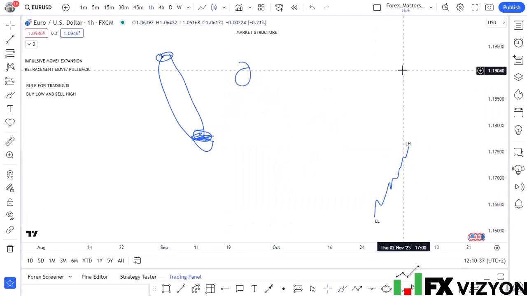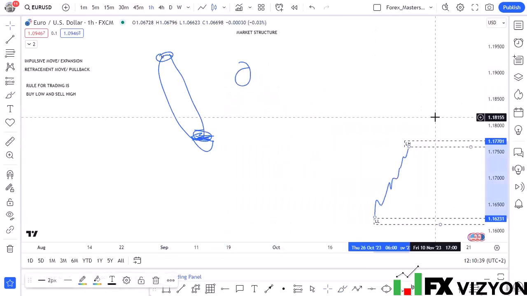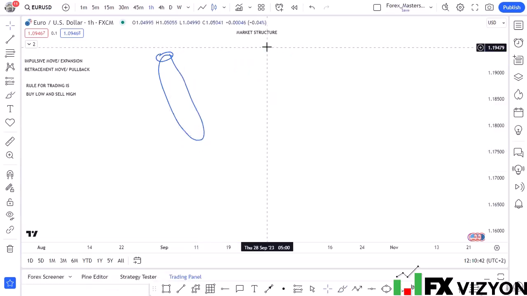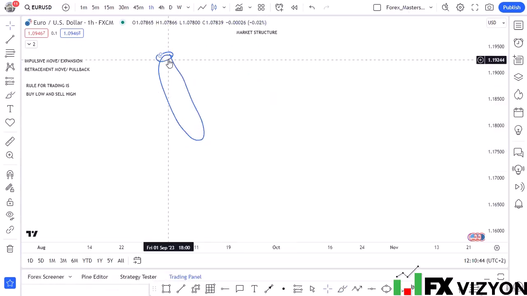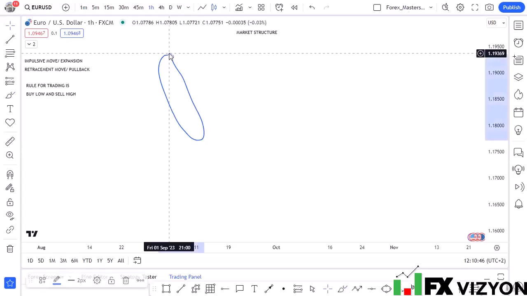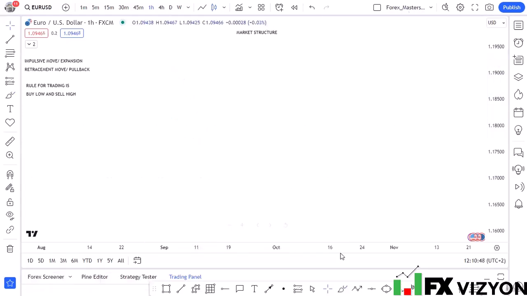Now we are going to look at the ranging market. The ranging market is also one of those markets that many traders like to trade, but I don't really trade it. I don't really like it so much. I'd rather trade with a trend, because the trend is your friend. So it's better you trade the market with the trend.